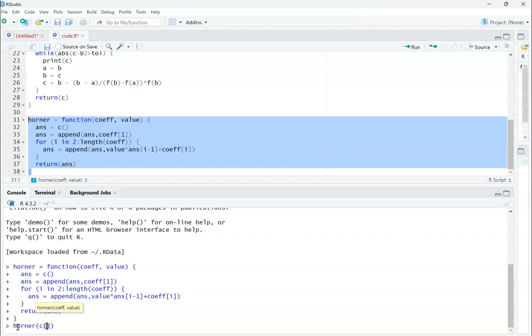I didn't change anything, but now it works. Okay. What were the coefficients again, since I can't seem to remember them? 2, 3, negative 9, 7, 4. Okay. All right, so notice that I've put that in a list. So I've got c of 2, 3, negative 9, 7, 4. Those are the coefficients that we had for our polynomial. And then the value we plugged in was 2.